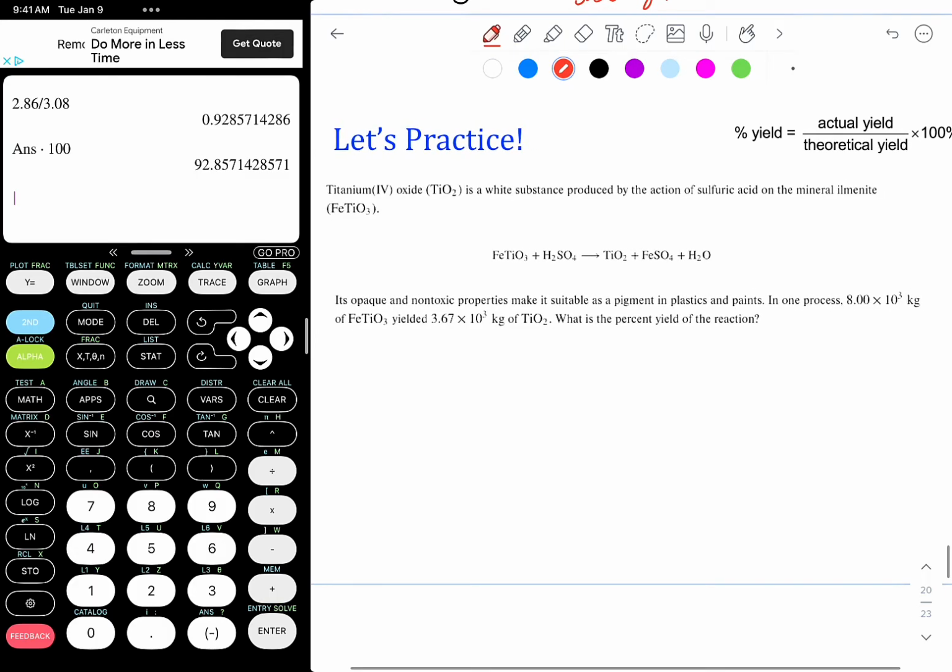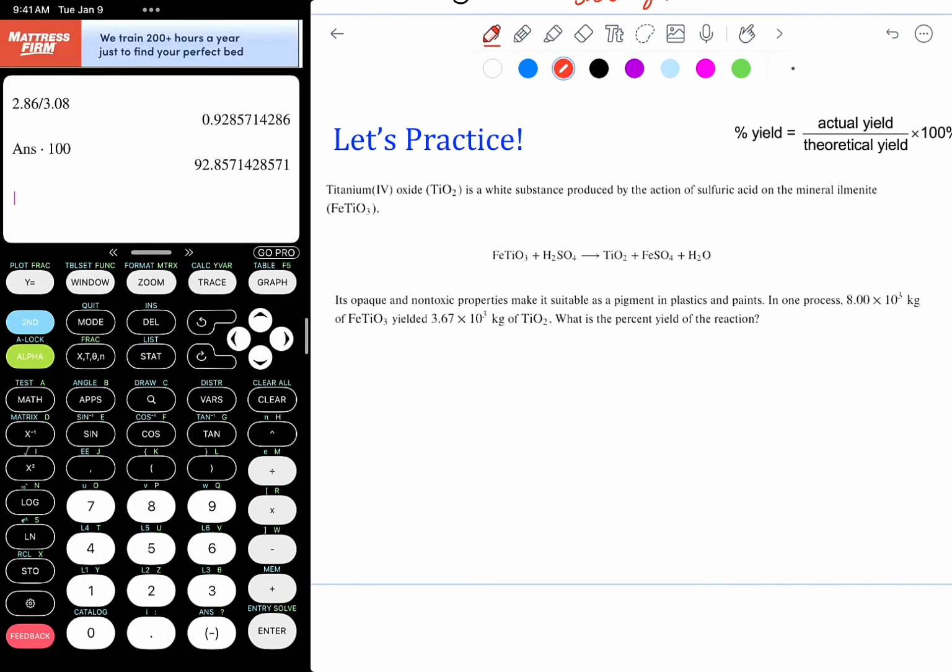Here's another one that you should try on your own first before we go into it. A very similar setup to our previous examples. We're starting with kilograms again, so we're going to have to convert to grams and then to moles. So keep that in mind. So try this problem on your own and come back to check your work.